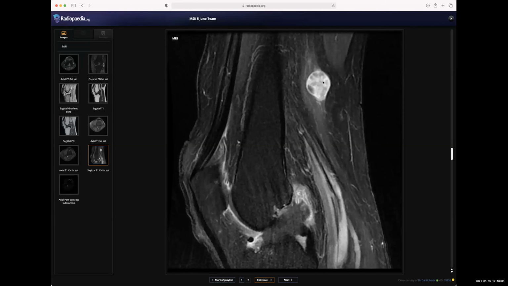This could be an intramuscular myxoma. One of the differentials could be that. Yes, that's what I can think of. Okay, fine. So next, please.